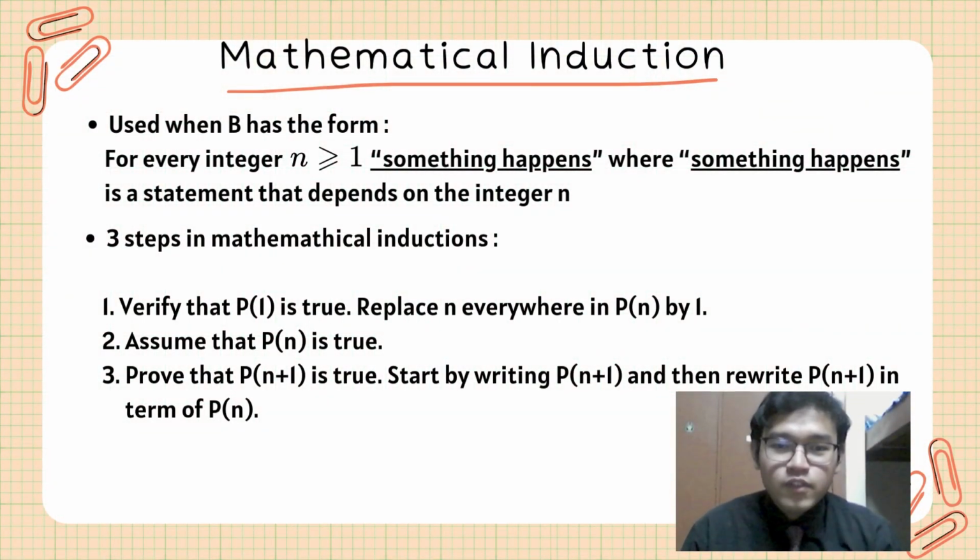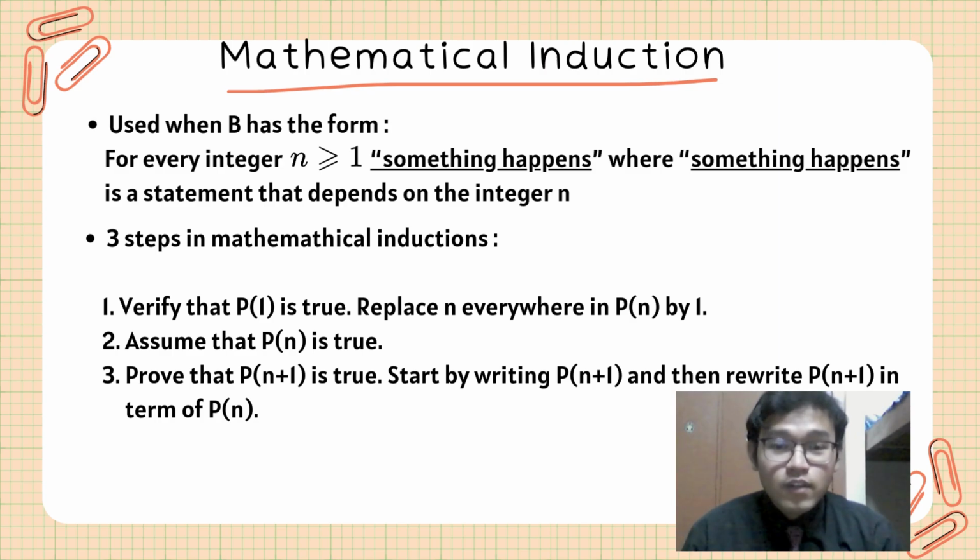So now we are moving to mathematical induction. Mathematical induction is used when B has the form: for every integer n greater than or equal to 1, P(n) happens, where P(n) is a statement that depends on the integer n. We use mathematical induction because it is not practical to prove P(n) by checking the integers one by one. So there are 3 steps in mathematical induction.